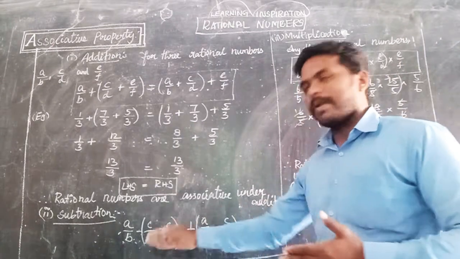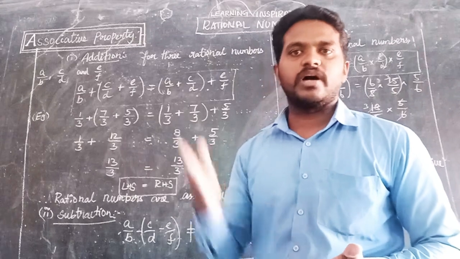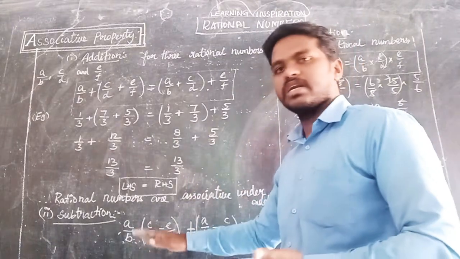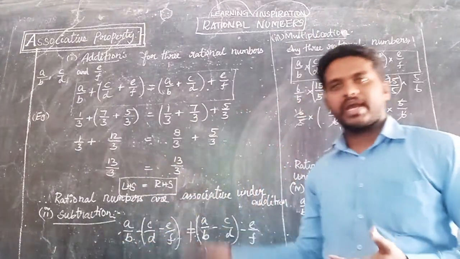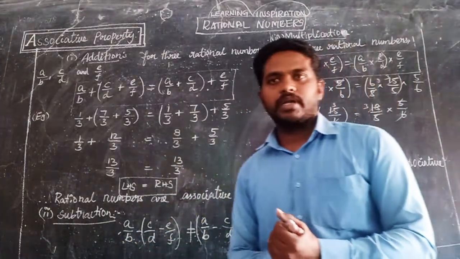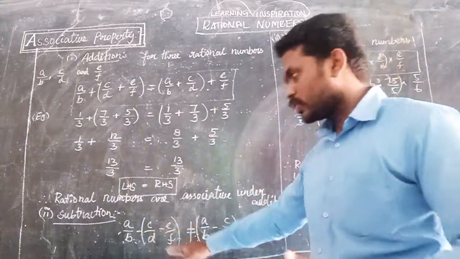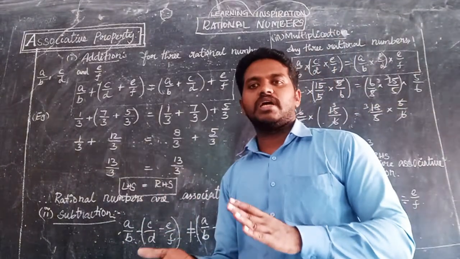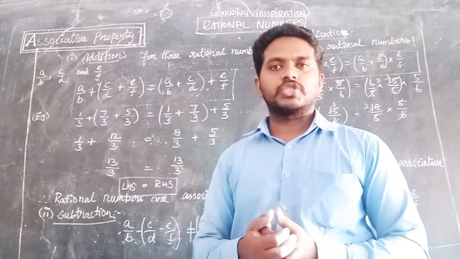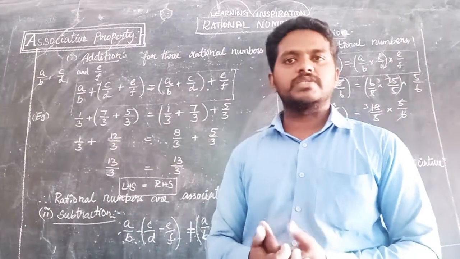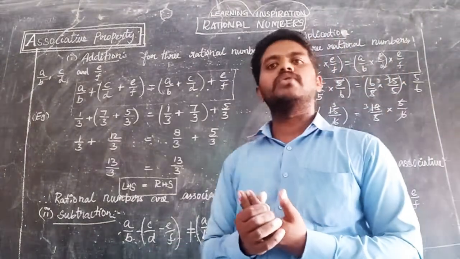Next one, subtraction. Already we have proved subtraction is not satisfied for commutative. So rational numbers are not commutative under subtraction. So we have no need to prove associative property again. Because commutative property means we can change two numbers in any order, and associative property means we can write three numbers in any order. Associative property is three numbers, commutative property is two numbers. So two numbers also not satisfied for subtraction and also division.